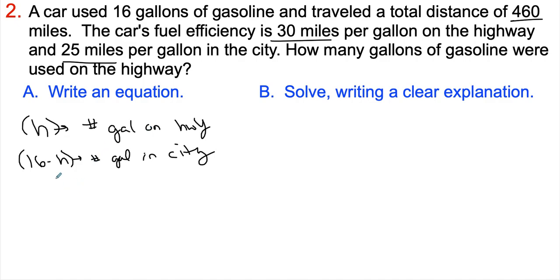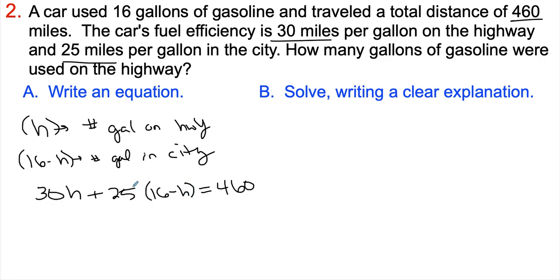Okay, so we have 30 miles per gallon on the highway. That's just H. And then we have 25 miles per gallon in the city. And we have to put that 16 minus H in there because those are city gallons. Okay? And then if we had 30 miles per gallon at this many gallons and 25 miles per gallon at this many gallons, that would get us our total distance like that.